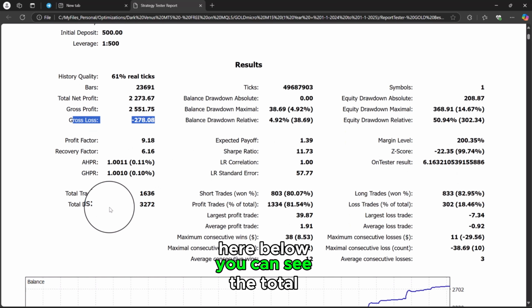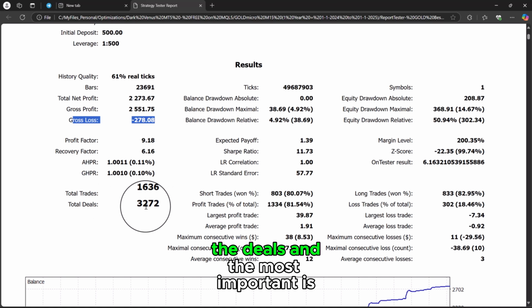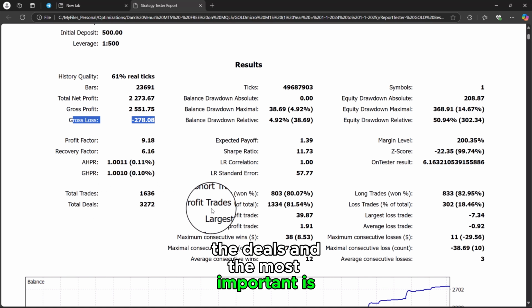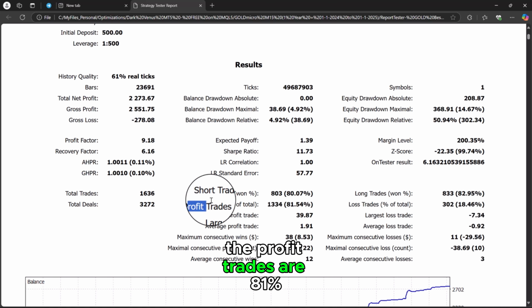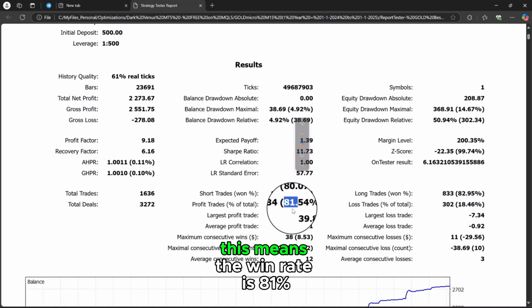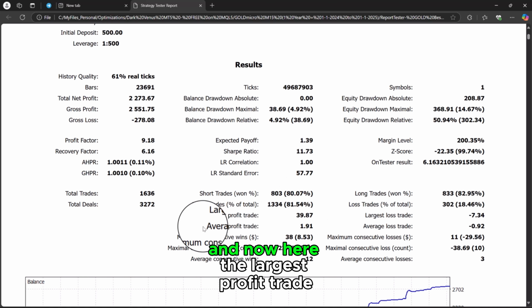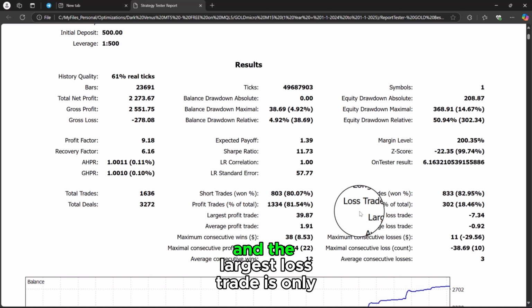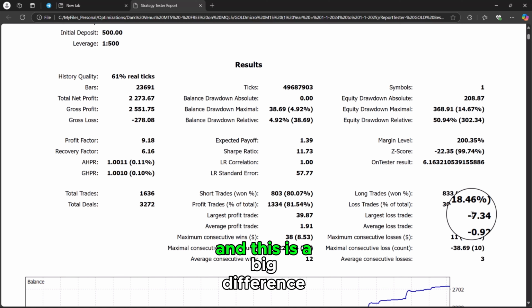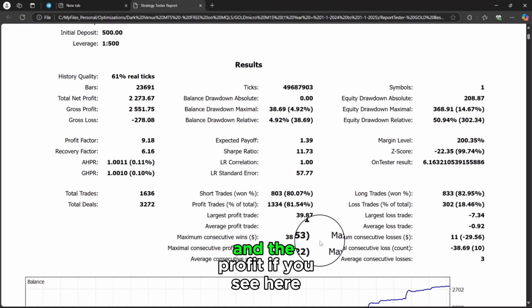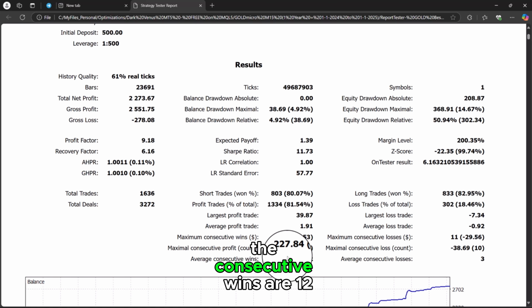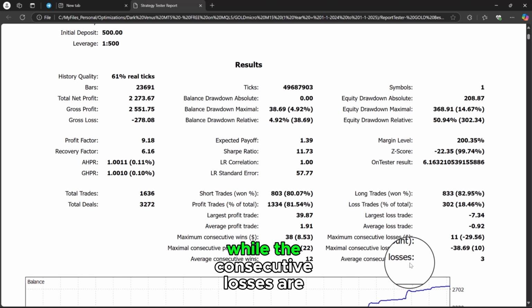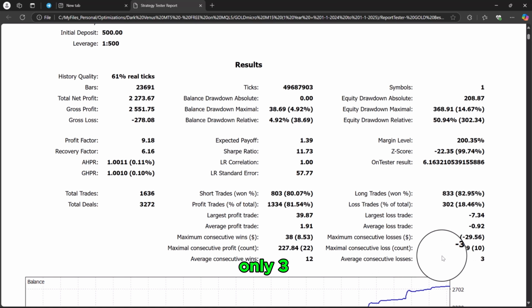Here below you can see the total number of trades, the deals, and the most important is the profit ratio. The profit trades are 81%. This means the win rate is 81%. And now here the largest profit trade is $39 and the largest losing trade is only $7. And this is a big difference between the loss and the profit. If you see here, the consecutive wins are 12 while the consecutive losses are only 3.